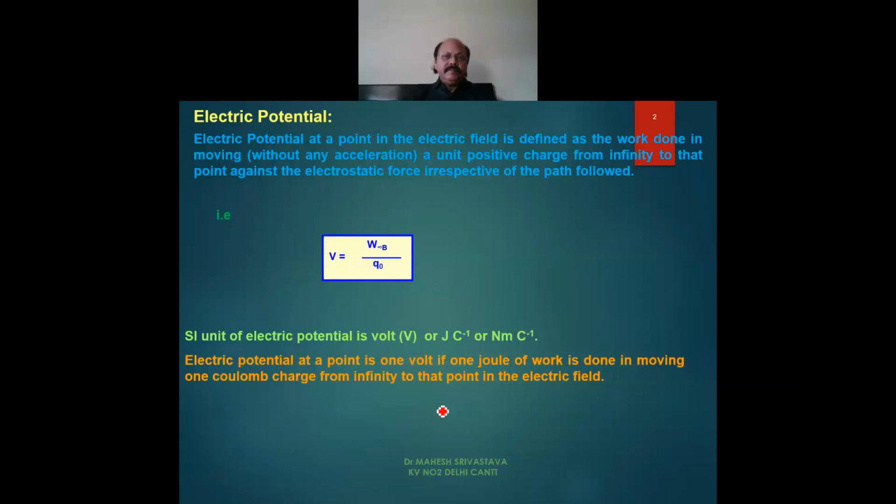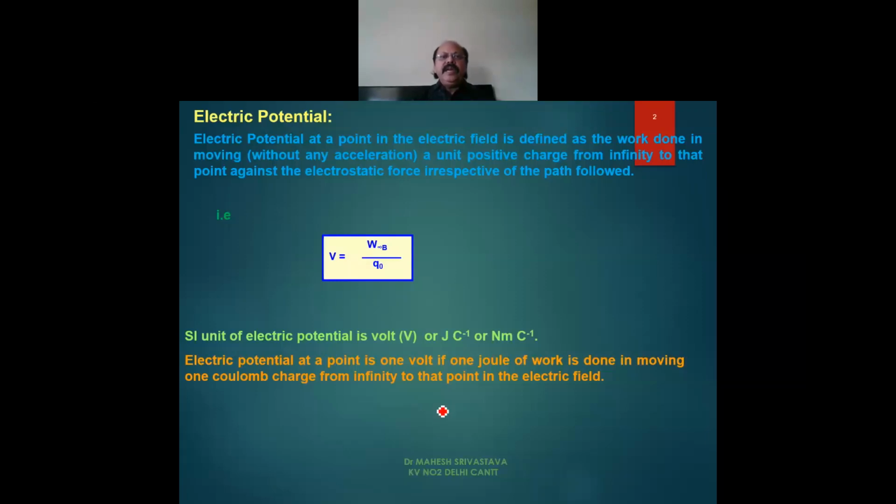So once again, I remind your memory, electric potential at a point in an electric field is defined as the amount of work done for bringing a unit positive test charge from infinity to that point against the electrostatic force irrespective of the path followed, subject to the condition without any acceleration. That is called electric potential.